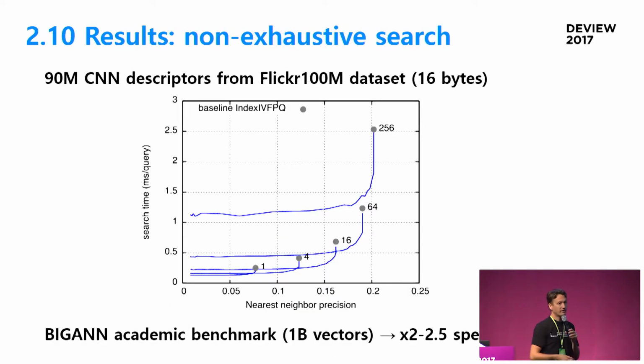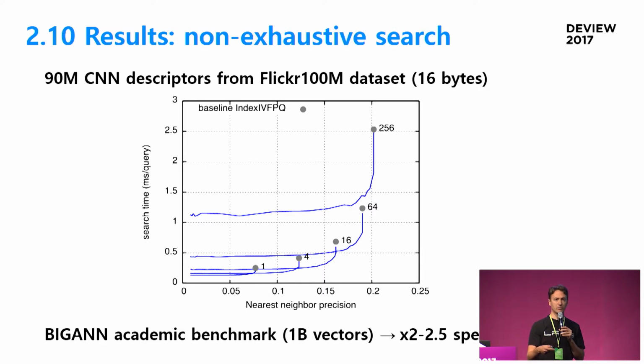So what I'm showing now are results on larger scale databases, okay? On these larger scale databases, the comparison is a little bit more involved. Why? So here we have close to 100 million descriptors. They are CNN descriptors, the output of the AlexNet. They're 4,000 dimensional, and we compress them on 16 bytes. And on such a large dataset, even exhaustive comparison with a Hamming distance is not possible.